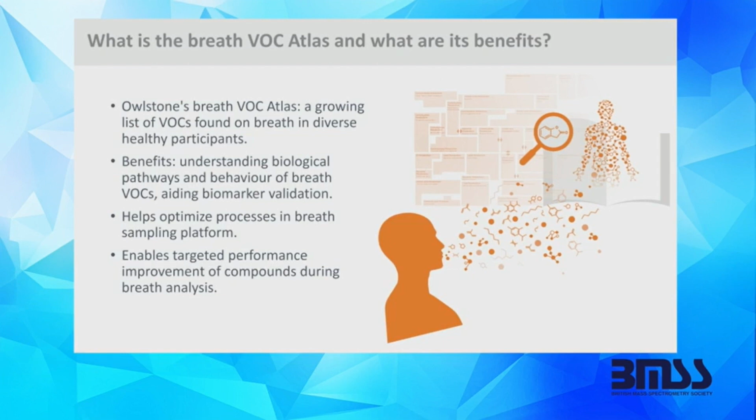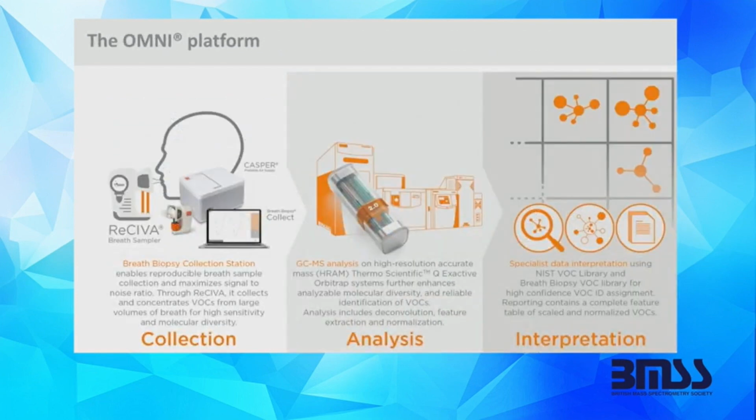And additionally, knowing exactly what is on breath helps us to target the performance of those compounds during optimization of key processes in the sampling platform, such as breath collection, sample storage, analysis, and feature extraction. So, how did we create the Breath Atlas? At Owlstone, we've used our in-house Omni platform, which is an end-to-end process that consists of three main steps, which is collection, analysis, and interpretation.